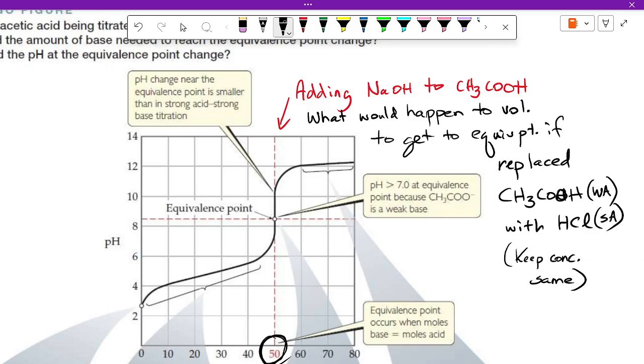What do you guys think? Is it going to increase the volume needed? Is it going to decrease? Or is it going to stay the same? Or I don't know. So if we replace the weak acid with the strong acid, volume of NaOH will increase, decrease, stay the same, or I don't know. I've got a decrease, an increase, some stay the same, and some people who are not voting anything. It's okay to vote I don't know.